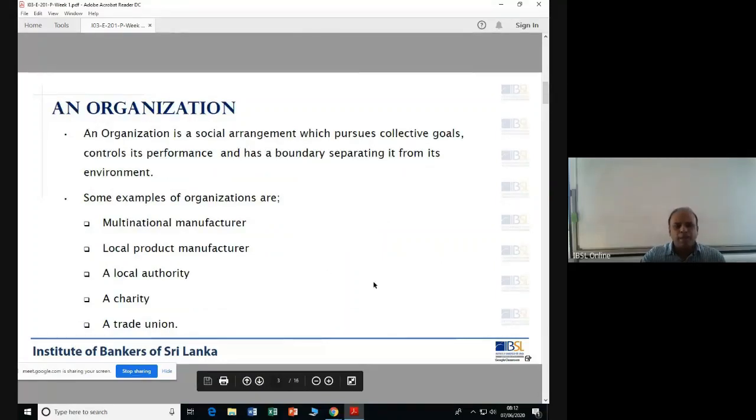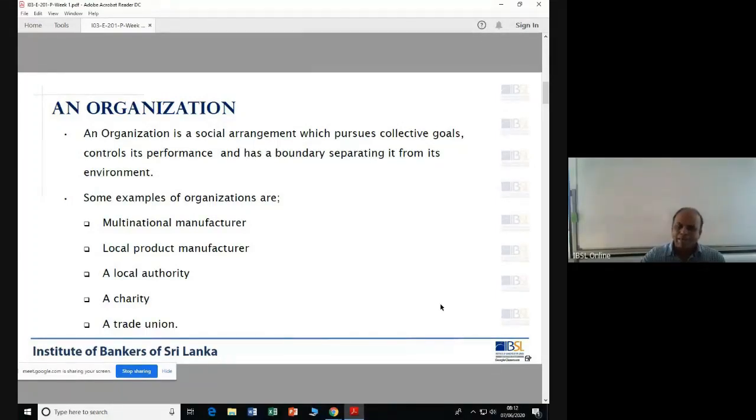Now we look at an organization. What is an organization? These terms, businesses, business organization, and organization, are used interchangeably, but all of them have a slightly different meaning compared to the others. An organization is a social arrangement which pursues collective goals, controls its performance, and has a boundary separating it from its environment.